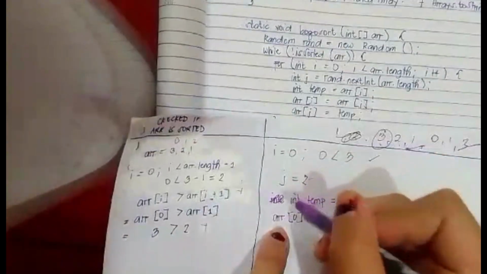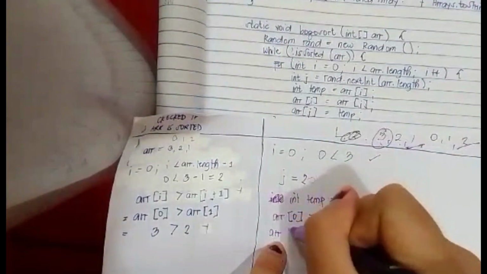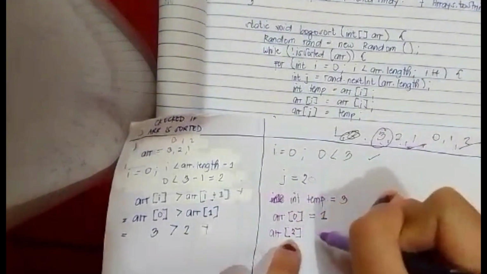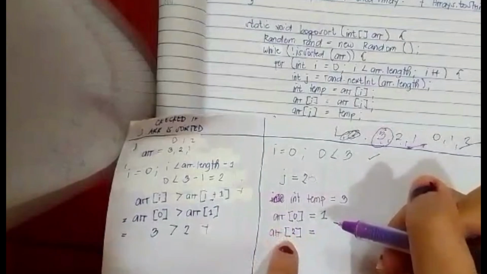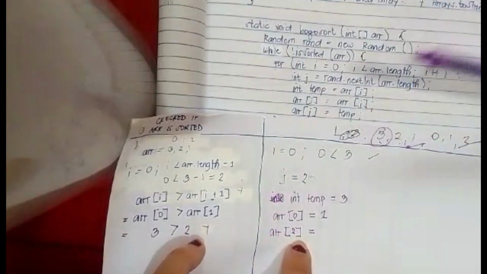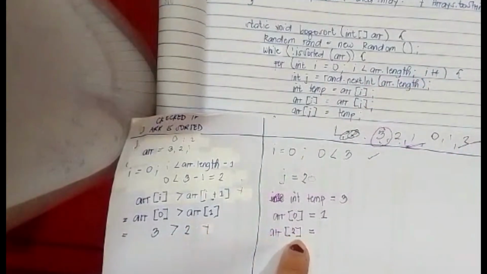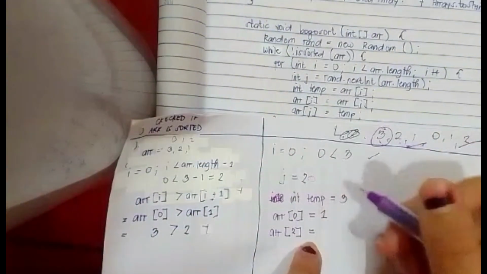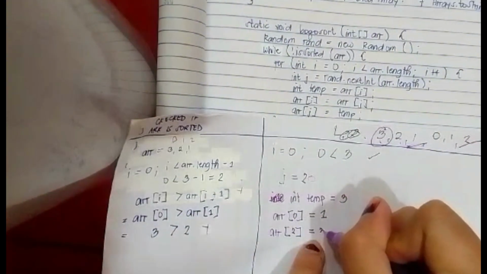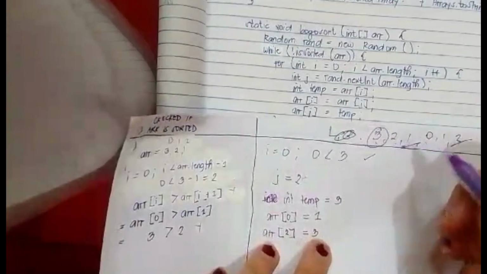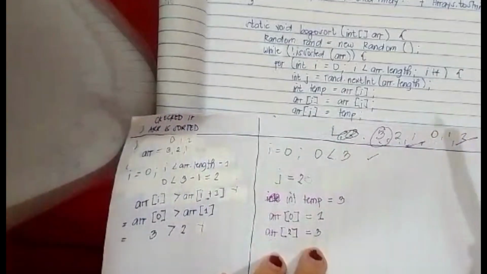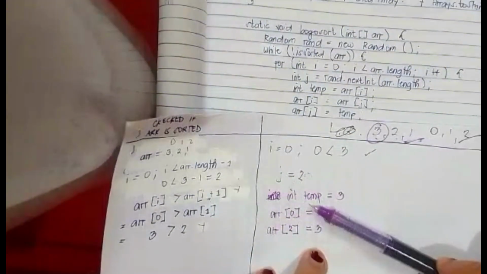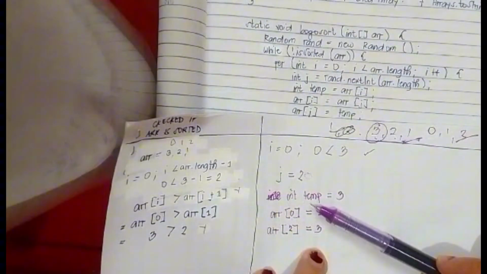Then, our array j is 2, right? So its value is whatever the value in temp is. So the value of our temp is 3. So our quantity is 3. Right? This is what we call classic swapping.